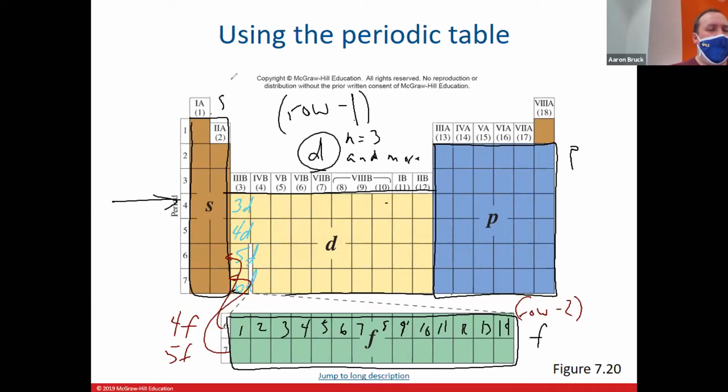So again, the point of all this isn't so that you can be given an element and say, okay, what is the electron configuration of sulfur? It's more, if I give you the configuration for sulfur, can you identify that that's what it is? So if I gave you the configuration, just as an example here, 1S2, 2S2, 2P4, could you identify the element that matches that description?